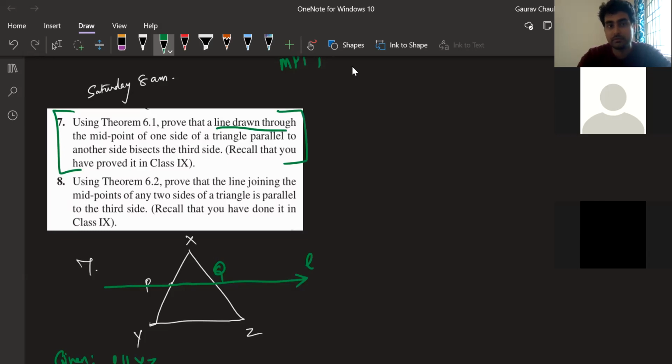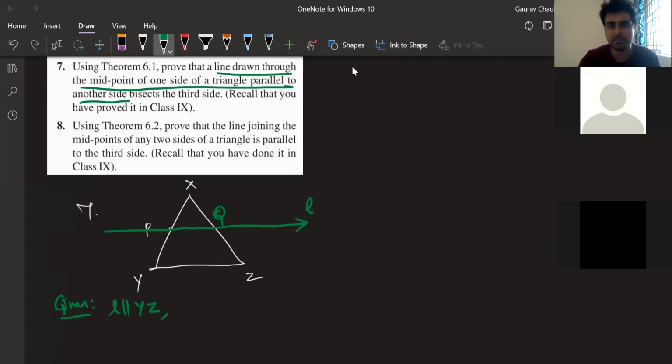See, this is the whole given part. Prove that a line drawn through the midpoint of one side. P is midpoint, sir, which we can say XP is equal to PY. XP is equal to PY, or you can just write P is midpoint of XY. Anything is comfortable. Yeah. So this is given. The green part which I have underlined in the question is the given part.